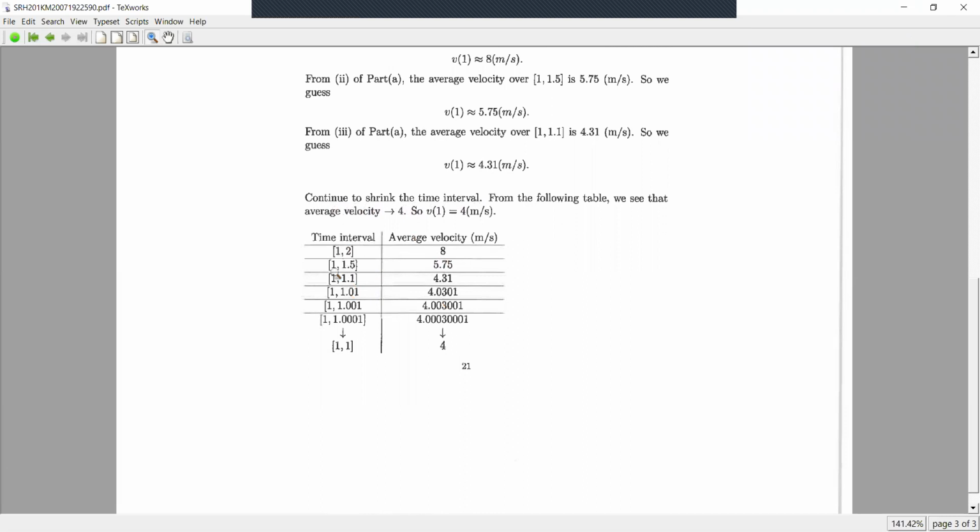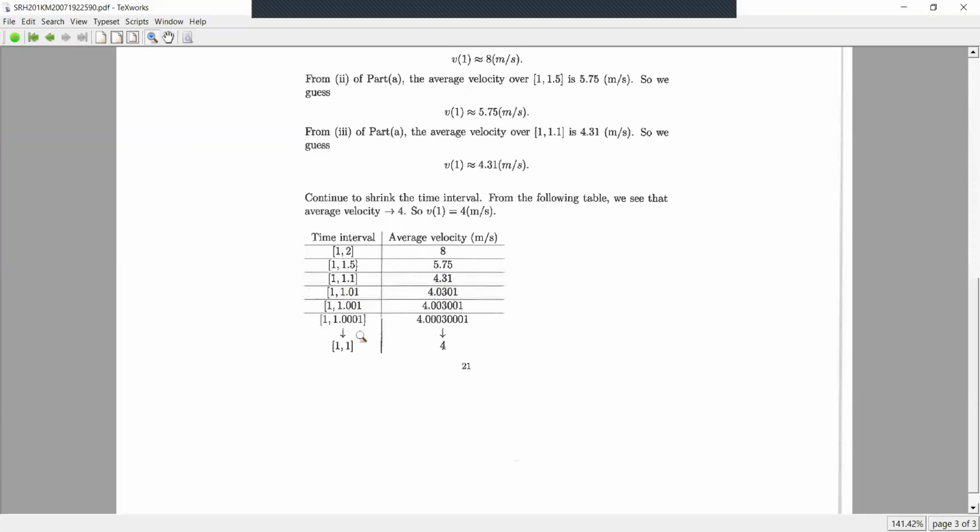In this table, the first column is for time interval. When the time interval is 1 to 2, average velocity is 8. When the time interval is 1 to 1.5, average velocity is 5.75. When the time interval is 1 to 1.1, this is the average velocity. And when the time interval is 1 to 1.01, average velocity is this.